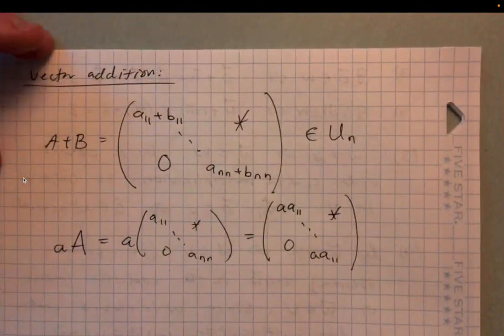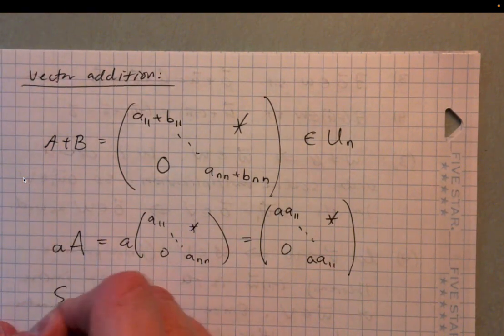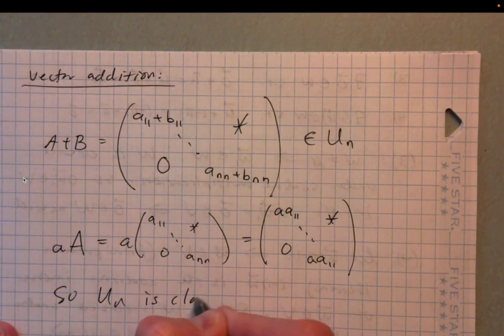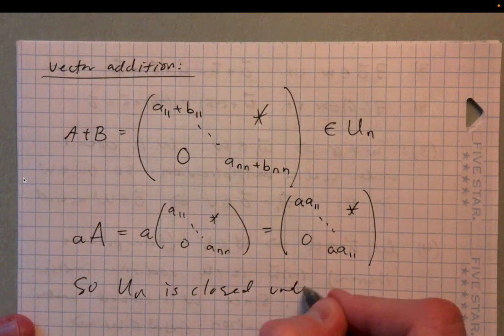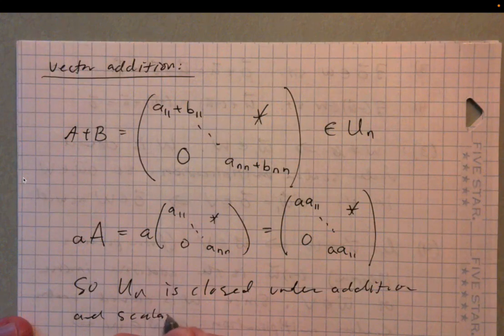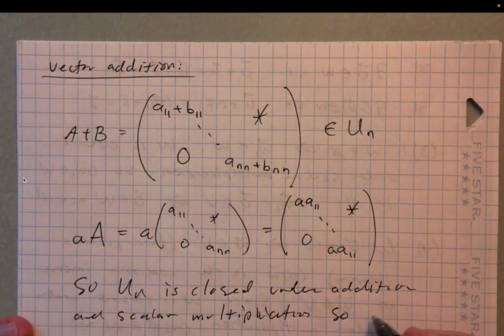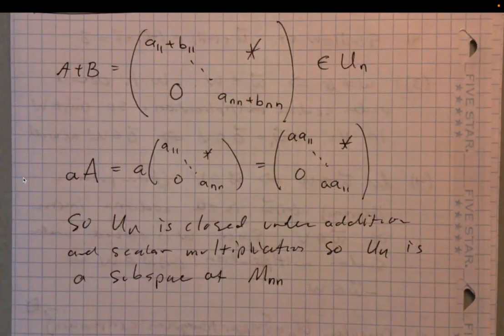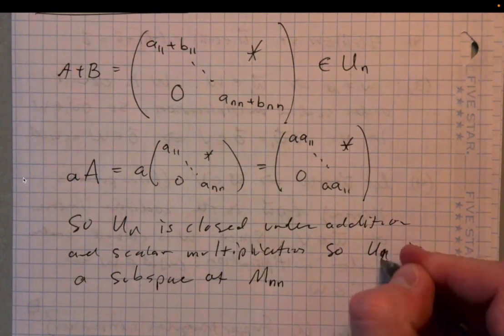Great. Let's do another example. Right. And so what can we confirm? I guess on the end of that, U n is closed under addition and scalar multiplication. So U n is a subspace of M n by n, of all n by n matrices. Okay.